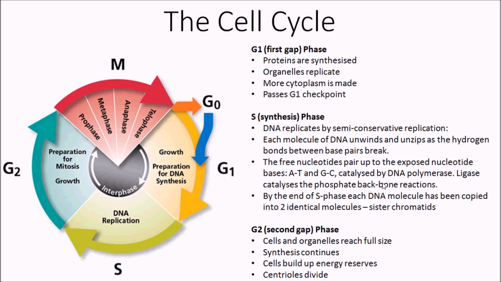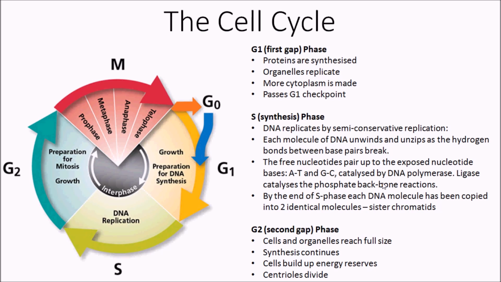This is catalyzed by DNA polymerase, which is an enzyme. Then DNA ligase catalyzes the condensation reaction between a sugar group and a phosphate group of adjacent nucleotides. By the end of the S phase, each molecule of DNA has been copied into 2 identical molecules. The cell checks that these are identical to the original molecule, and these become the sister chromatids.